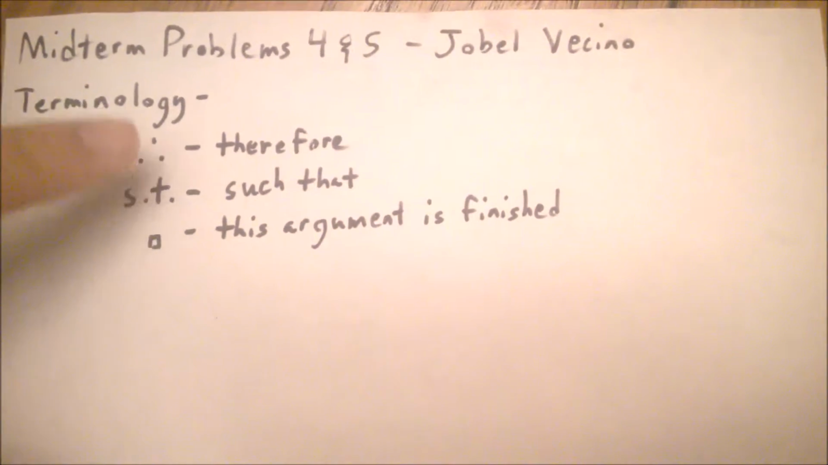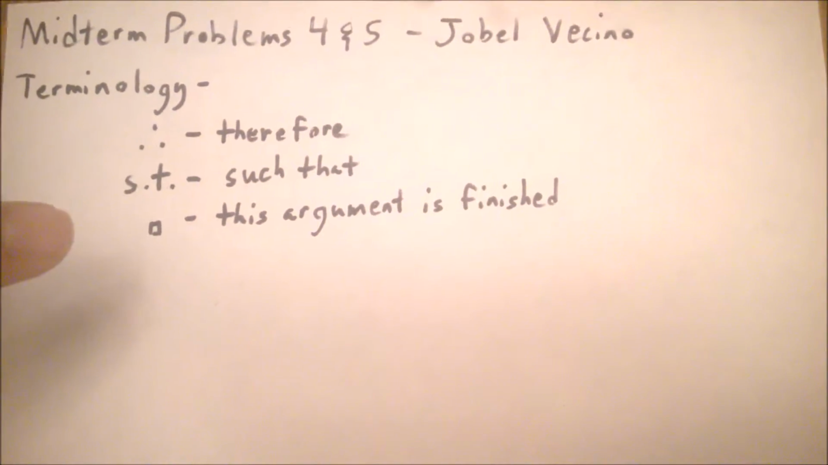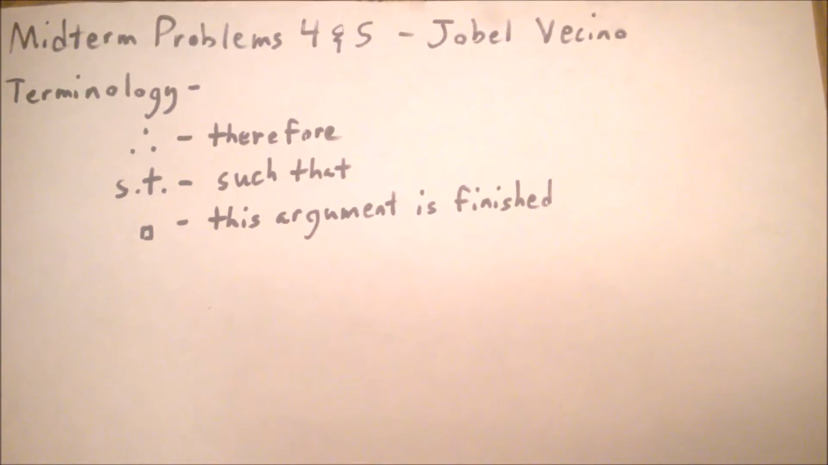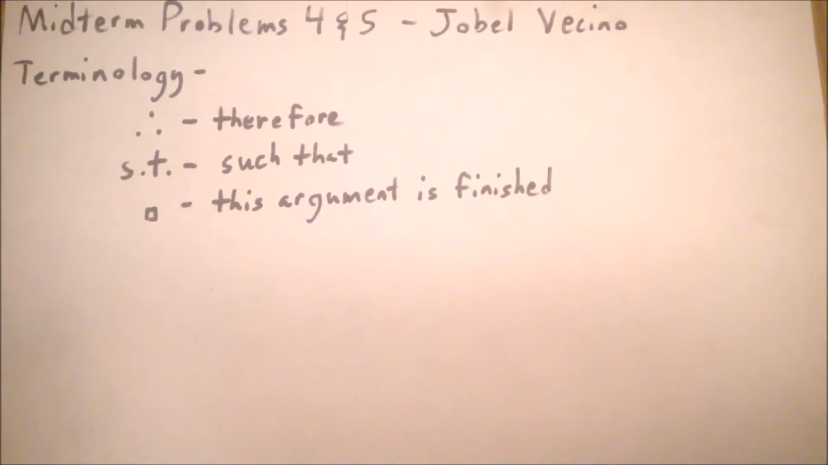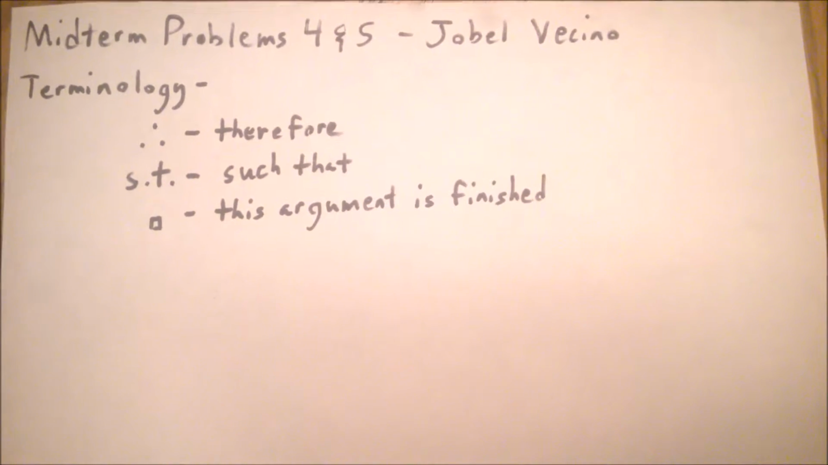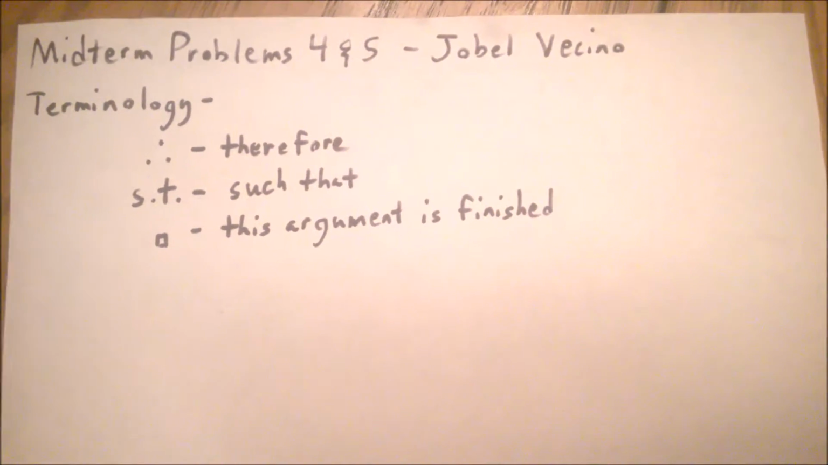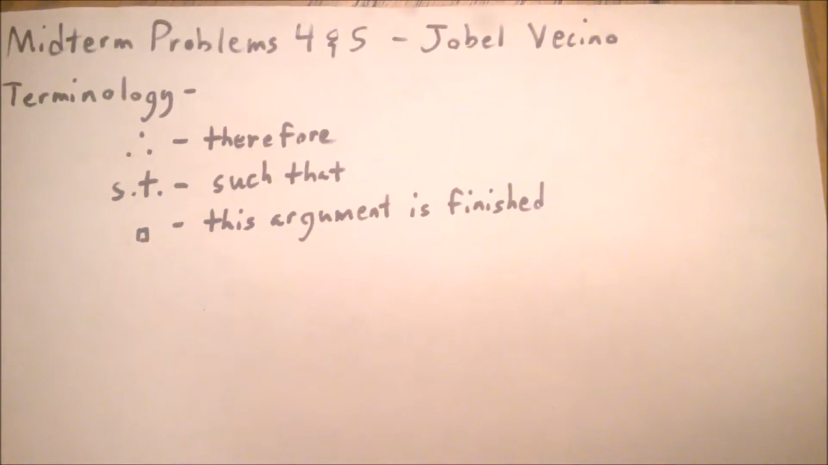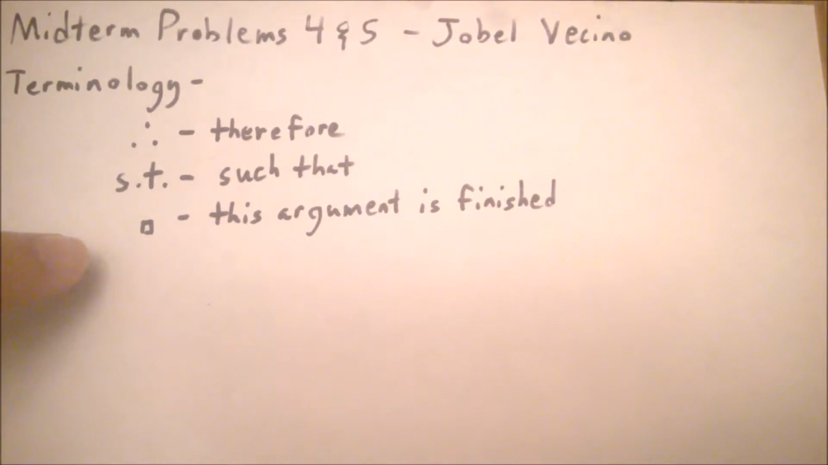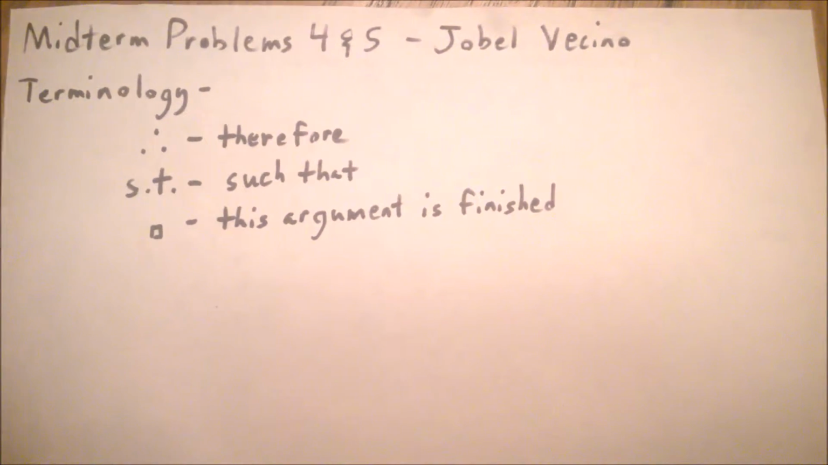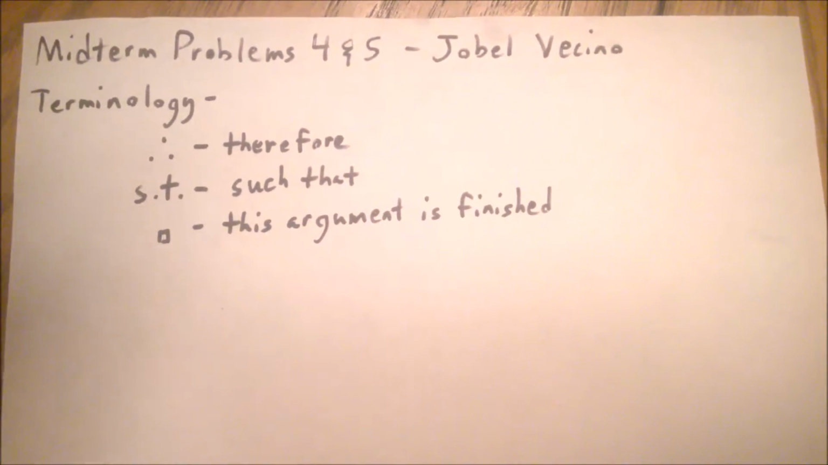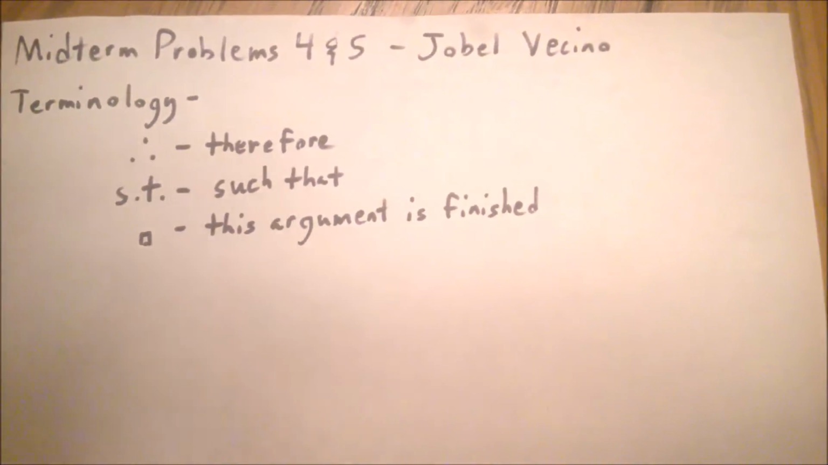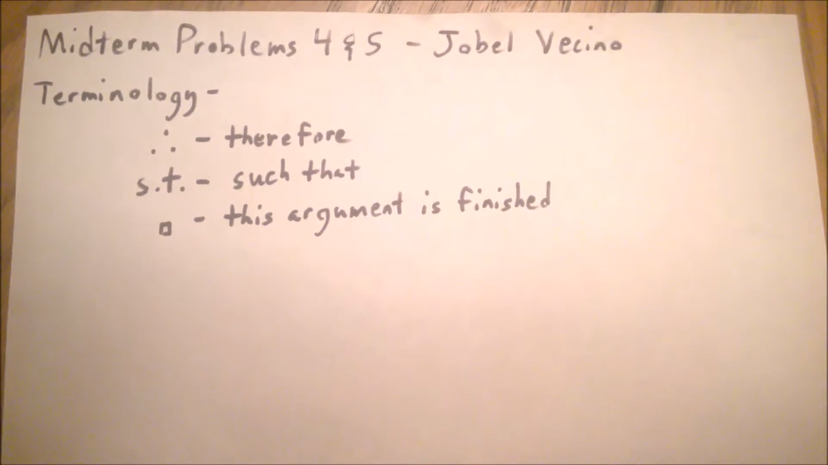This sign right here means therefore, so imagine it as if it were a sentence. Therefore, this will happen, or therefore that will happen. ST, abbreviated, means such that. It's exactly how it sounds in English. I just abbreviate it so I can save space. And then this little box right here is called a tombstone, and it basically just means that the argument or the proof that I'm covering right now is finished. Okay, so let's move on and let's get started with problem 4.